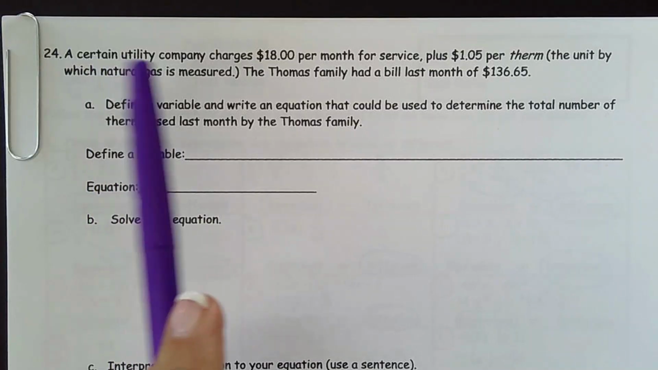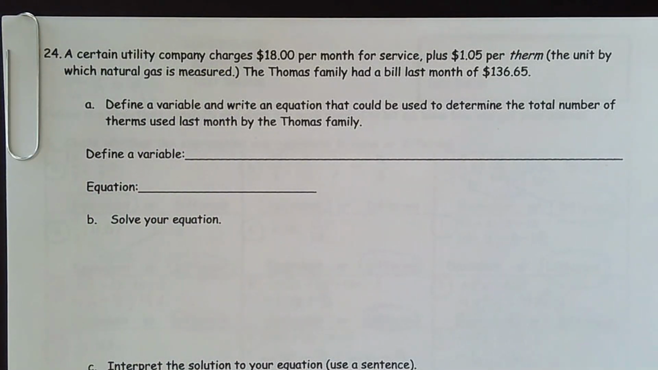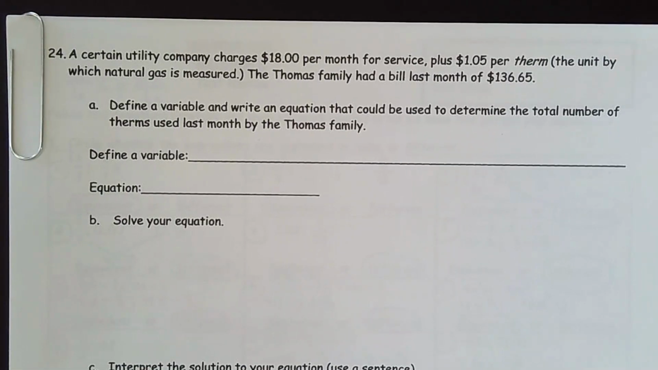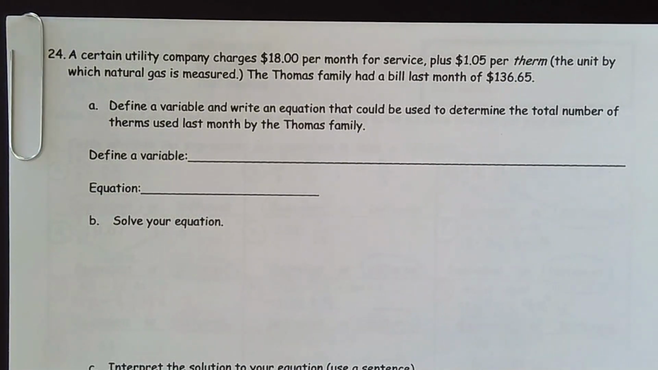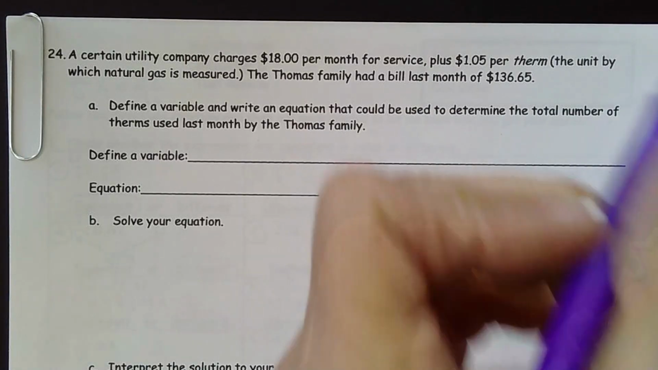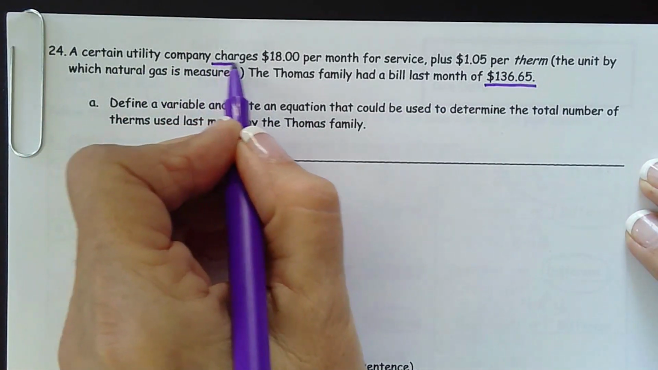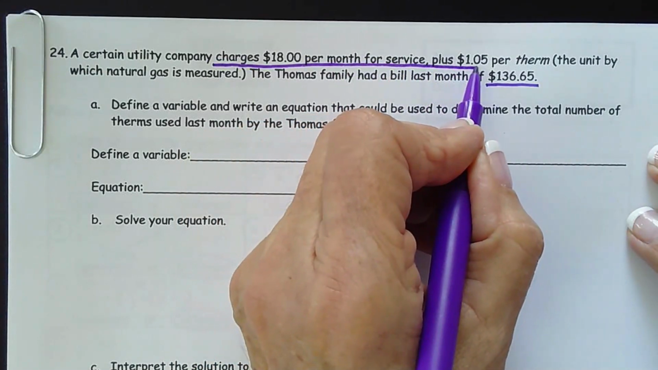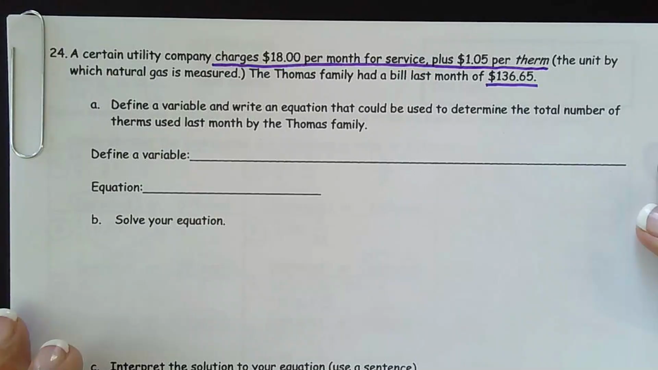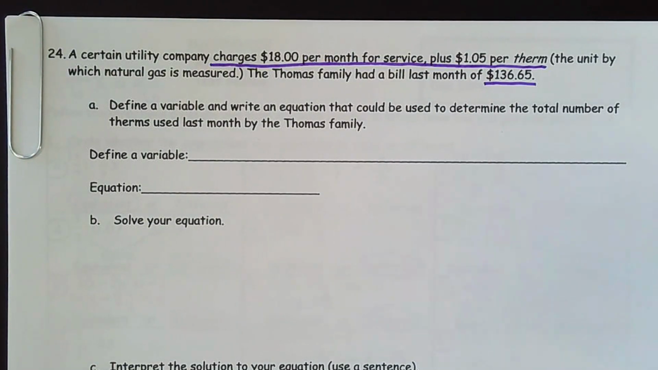So a certain utility company, oh, and this is page 6 of the practice test, the very last page, last 2 problems. So a certain utility company charges $18 per month for service plus $1.05 per therm. That's the unit by which natural gas is measured. The Thomas family had a bill of $136.65. So my first thing would be to underline the key sentences that I know that I'm going to be representing later on or use in my equation.